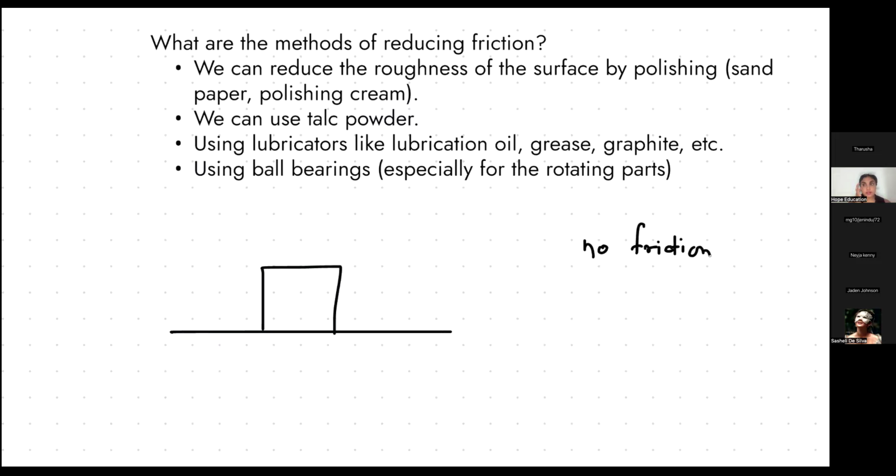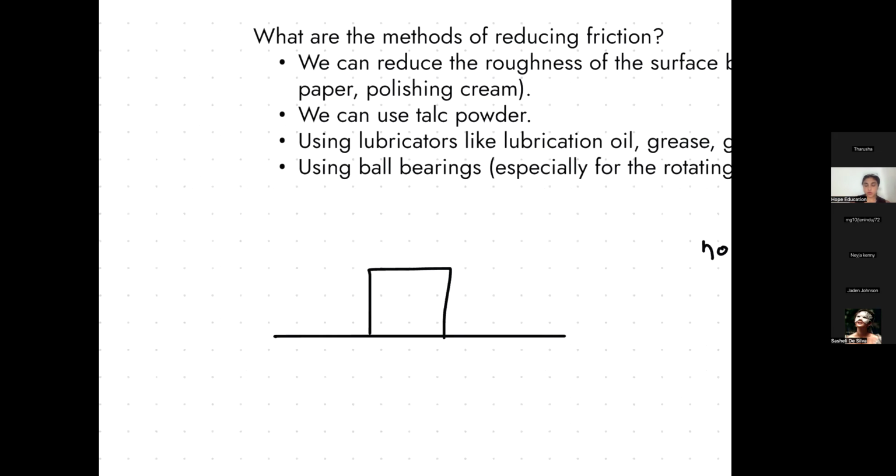Is that clear? Friction is a resistive force. Friction is a force that is trying to stop the motion. No friction means there is no stopping the motion. So it will be very easy for me to move the object. Is that clear to everybody? Give me a thumbs up if that's clear. Okay, others?